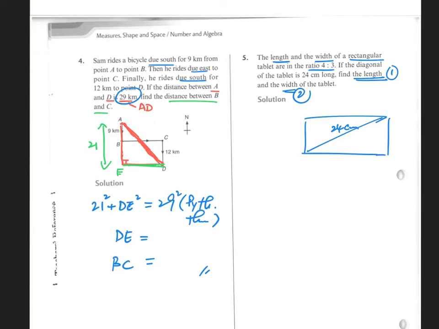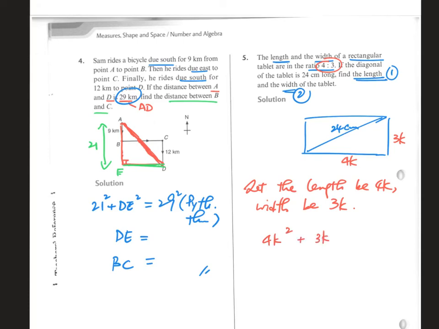In the chapter about ratio, you know ratio cannot be used in calculation quite easily, but we will turn it into 4K and 3K respectively by the K method, you still remember. So to start the question, we let the length be 4K and the width be 3K respectively. Because of the K, now we can write the equation properly: (4K) squared plus (3K) squared is 24 squared by Pythagoras theorem.